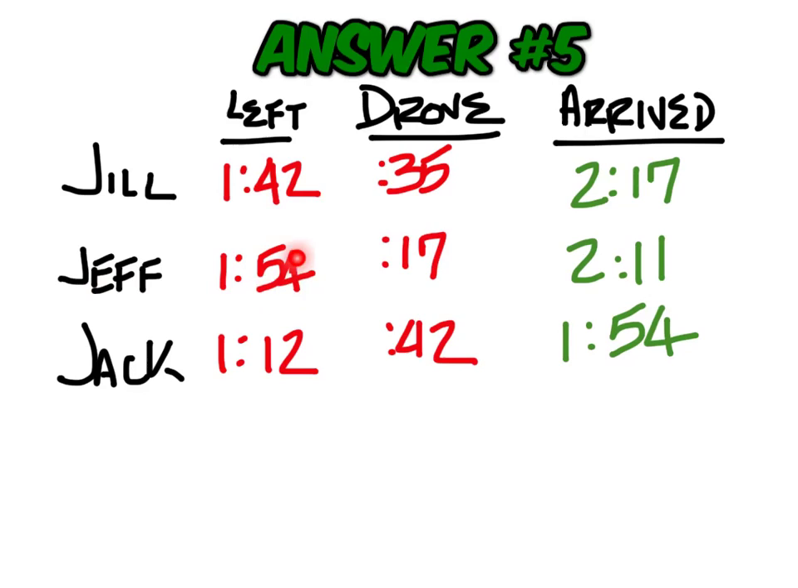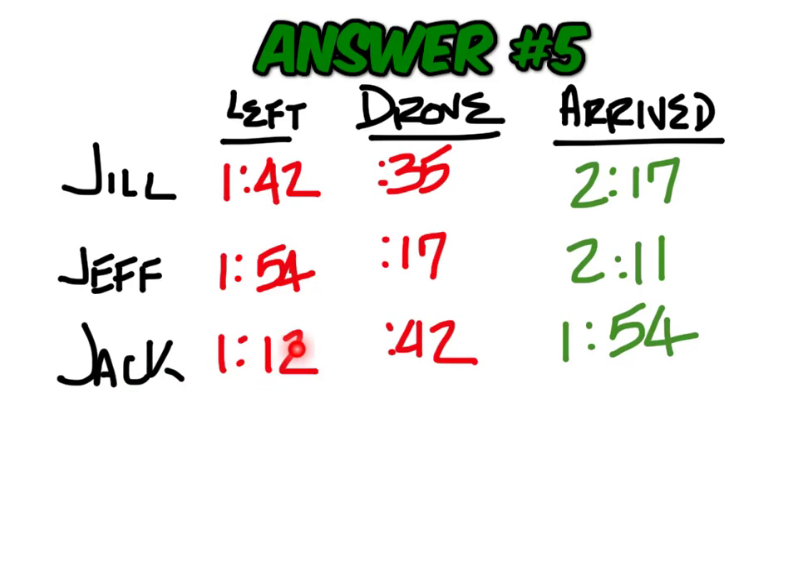Jeff left 12 minutes after Jill took off. So he left at 1:54 p.m. He drove for 17 minutes. How many more minutes do I need to get from 1:54 to 2 p.m.? 6. So take 6 away from 17 to get 11. 2:11 p.m. And this one really isn't an equation problem, but you can still work it out.